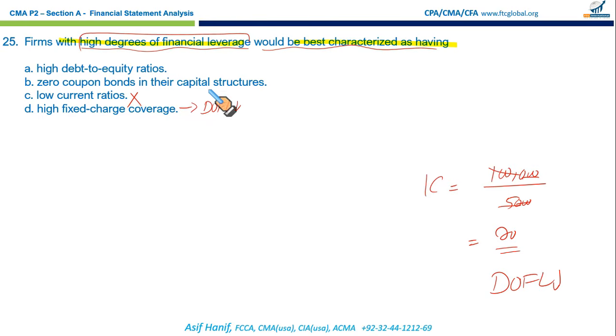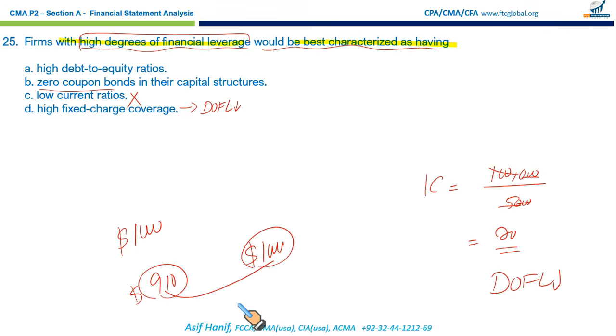Zero coupon bonds in their capital structure. Zero coupon bonds are those bonds where the company doesn't pay interest. Rather, the bonds are issued at a discount. Like a bond with a face value of $1,000 is sold for $910, and when the bond matures, the company pays $1,000 in full. The difference between what the company got versus what the company is paying is the effective interest cost of $90. Right? So a zero coupon bond itself is a type of debt, but it doesn't define leverage by itself.